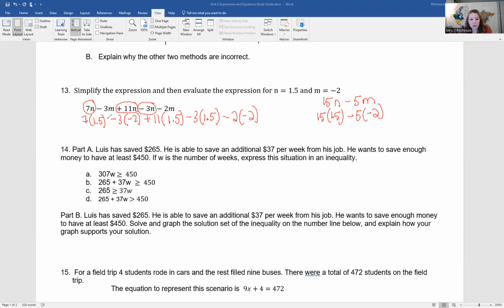Instead of trying to put all that in the calculator, let's just put this in our calculator. So 15 times 1.5 minus 5 times negative 2, and I got 32.5. If I miss any of these, guys, send me a note. I hope I didn't, but I could.